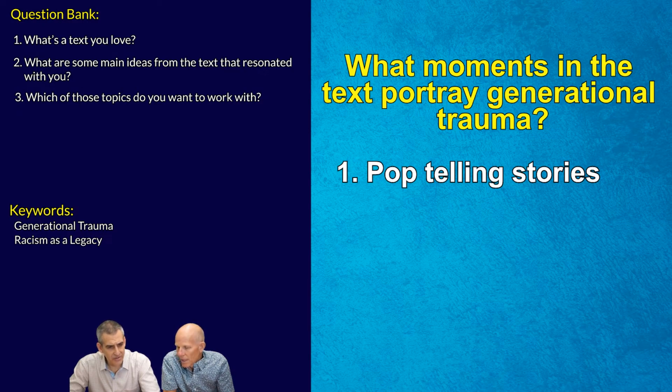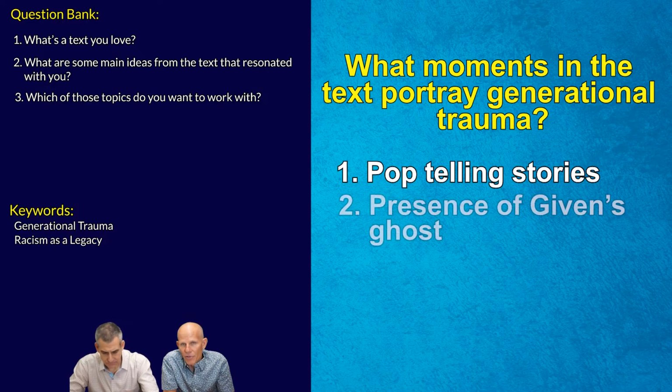Any other moments? I also see the presence of Given's ghost. Given is a young man who suffered a violent death, and we see his appearance throughout the text. And I think the appearance of his ghost is definitely evidence of trauma that people feel. Okay, I like this idea of the ghost. We got the stories with JoJo. Any other moments in the text that just jump out at you with generational trauma?